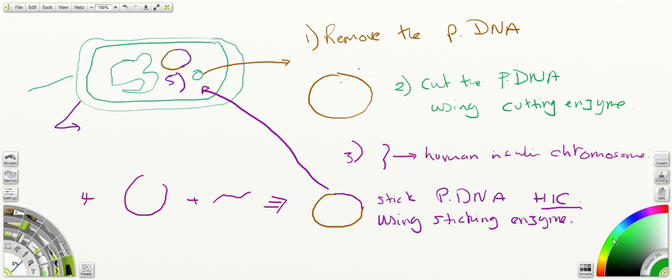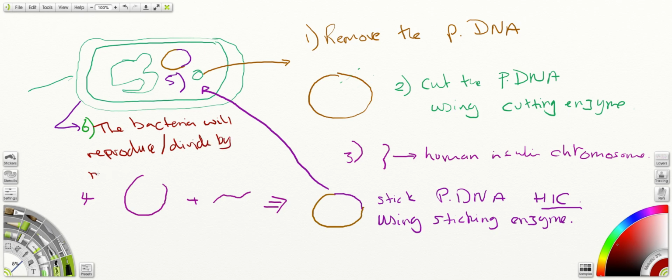Point number 6. Let's change color. Point number 6 is that the bacteria will divide by mitosis. Will reproduce, divide, same thing, by mitosis. Now why is mitosis an advantage here? Because it's going to produce genetically identical copies of itself, because that's what mitosis is, genetically identical copies.